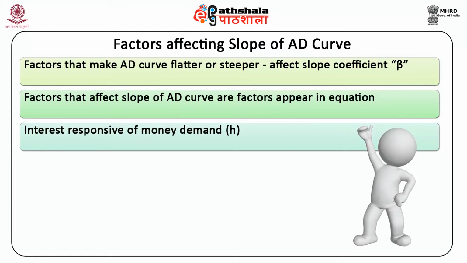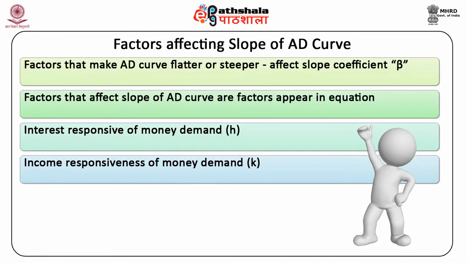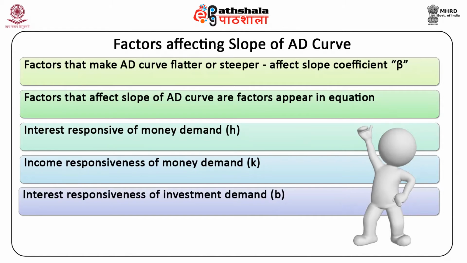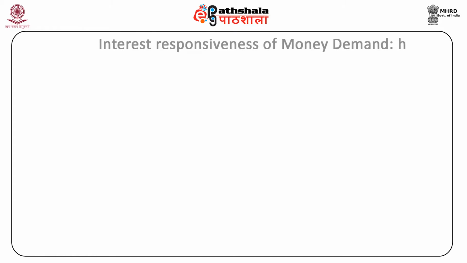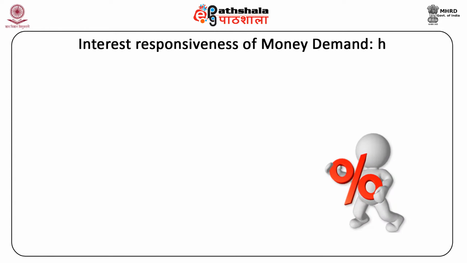These are interest responsiveness of money demand, that is H, income responsiveness of money demand, that is K, interest responsiveness of investment demand, that is B, and the multiplier, which is given by alpha. First, we have interest responsiveness of money demand, which is H.